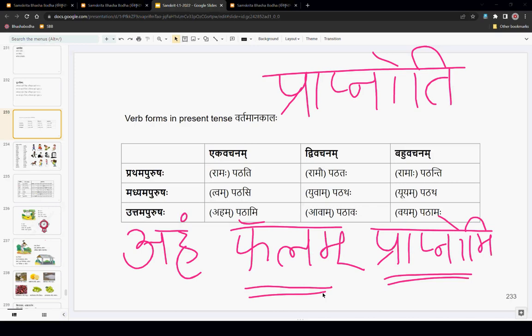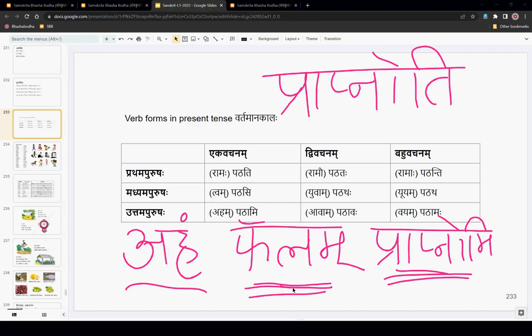Phalam means this is in which vibhakti now? Phalam is Dvitiya vibhakti. Dvitiya, because now Prapnomi is sakarmaka. We're asking, obtain. Aham is Prathama vibhakti, Ekavachanam. Aham Prapnomi. I obtain. Kim Prapnomi? Phalam Prapnomi. So you get the question.